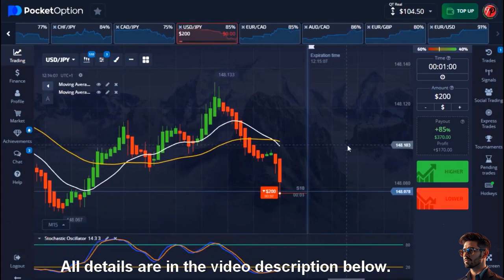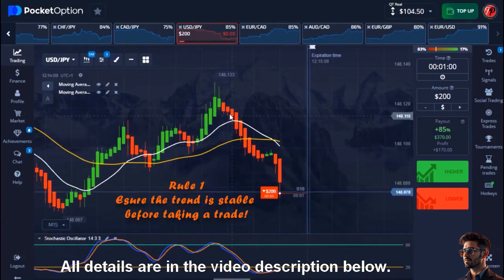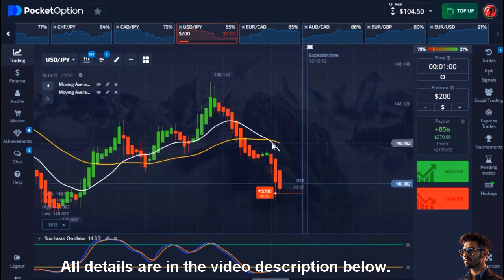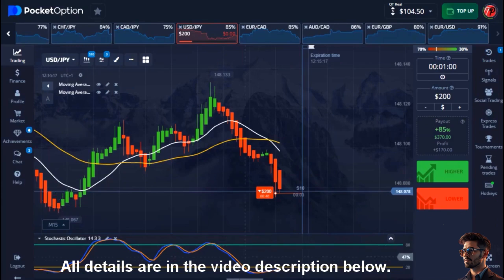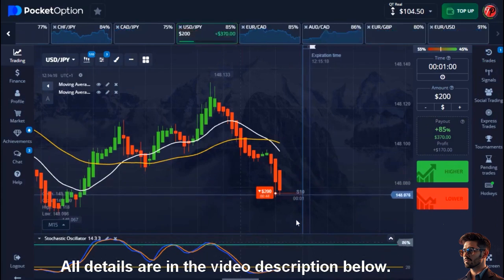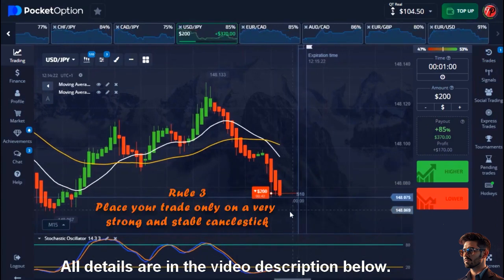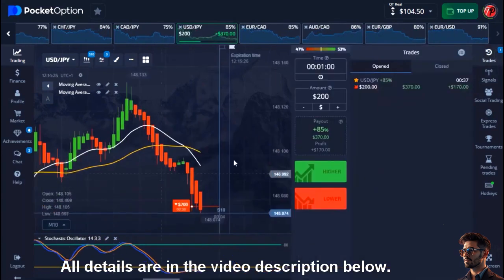Alright, so you can see, guys, the number one thing is to always make sure that the trend is very stable. The second thing is to make sure that you confirm this with both your moving average and your stochastic oscillator. And the last thing is to make sure that you're placing your trade only on a very strong candlestick. It's very important. So guys, let's wait and see.